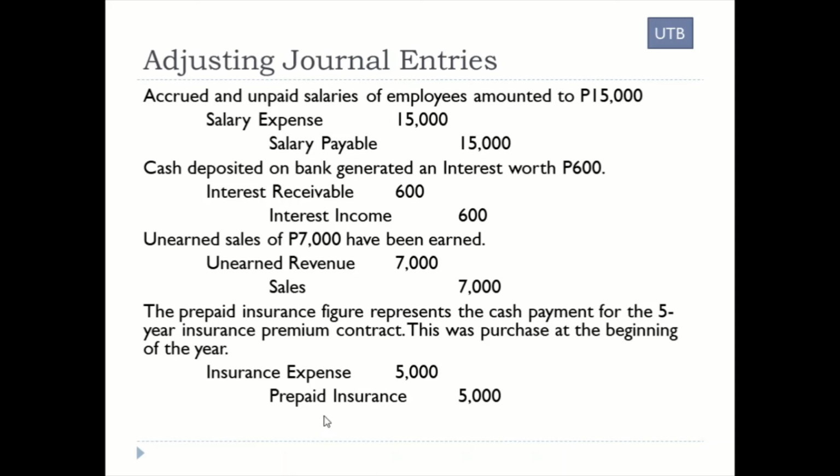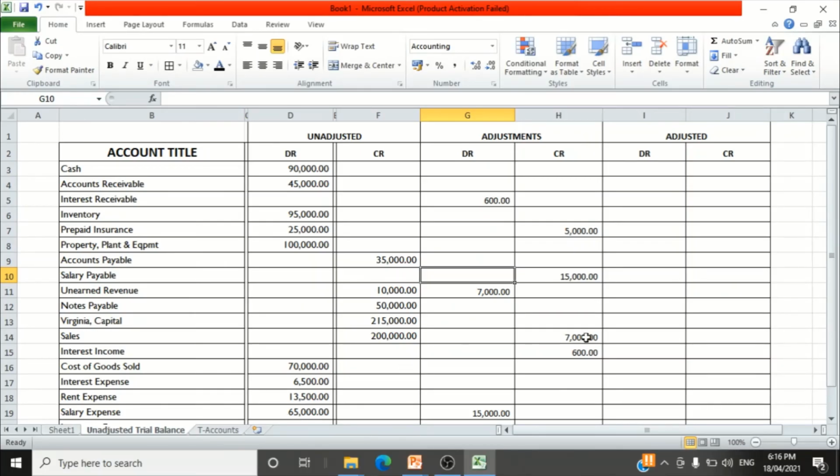Since we're done with that, edi puntahan na natin yung adjusted part. Okay, now, so let's go to adjusting everything. So, since we're done with our adjustments, we are now going to do the adjusted part. Alright, so cash debit 90,000. There are no other adjustments on that. So, let's just retain that. Accounts receivable 45,000. So it remains the same. Interest receivable, 600 pesos.